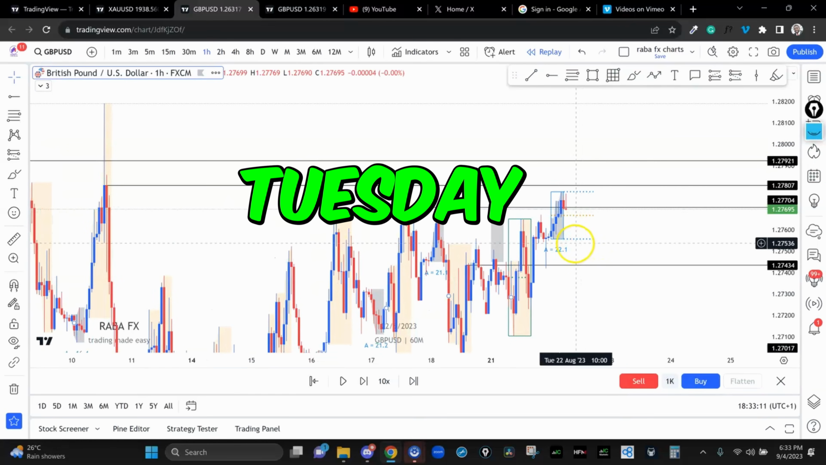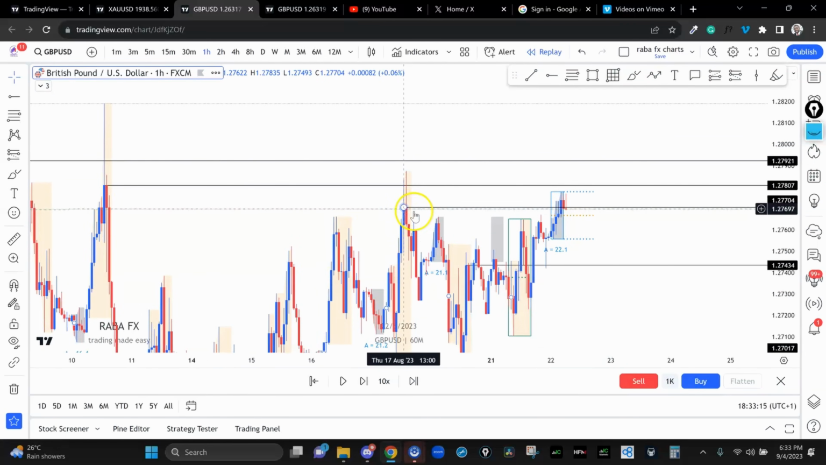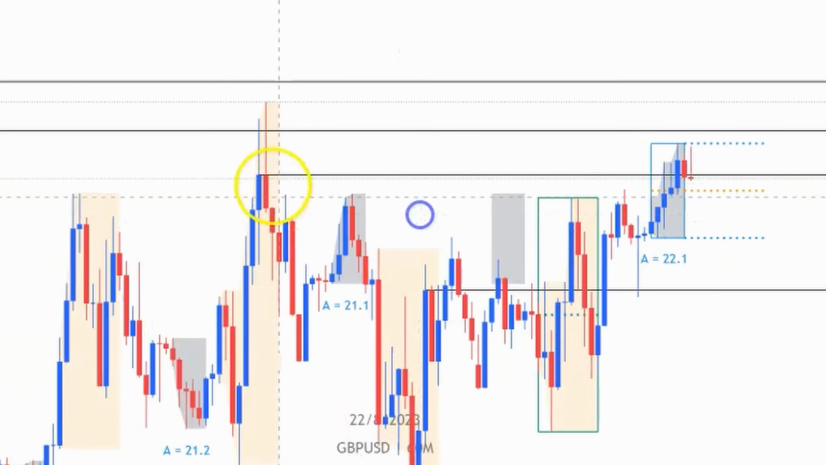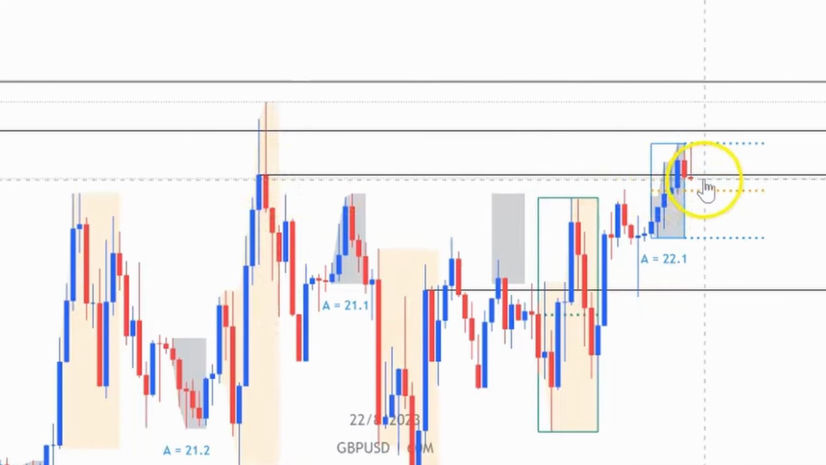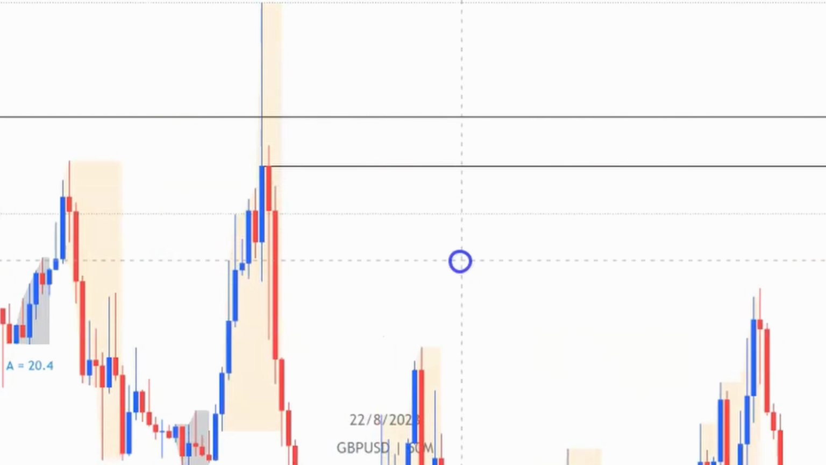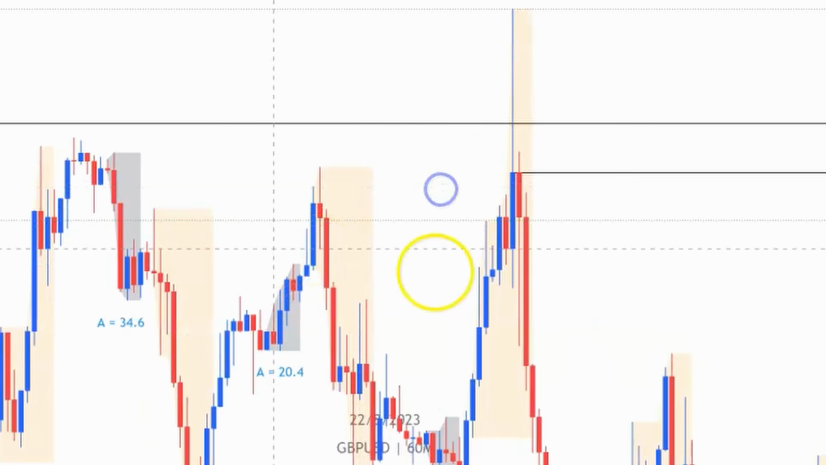So now on Tuesday, you are going to mark out this London session. You can see this particular London session. This is the highest level, and that is where price is close to. The Monday session is here. This is the Monday highest level. You can mark that out as well. And then, as I said, you can go as far back as you like.